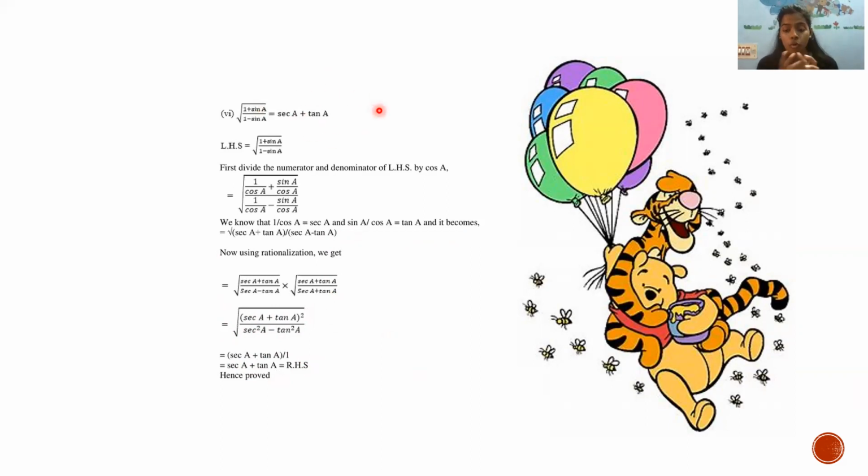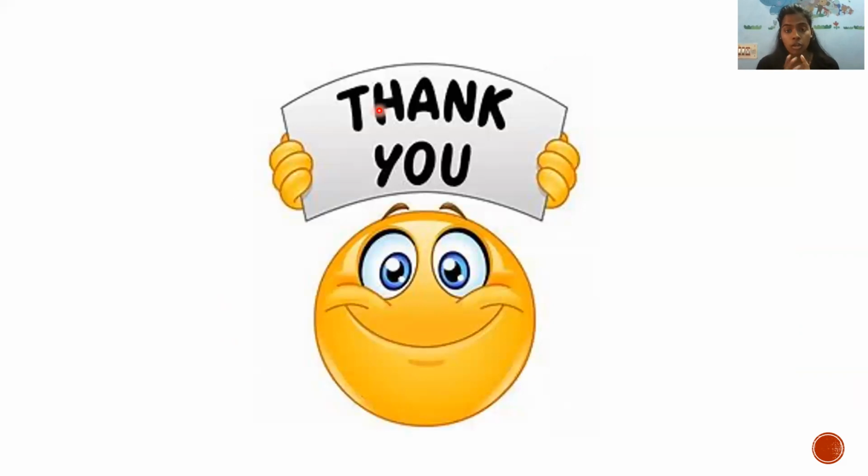Okay, so we learned about 4 things here. What are those 4 things? One is, what are the trigonometric ratios? Sin theta, cos theta, tan theta. Reciprocals are cosecant theta, secant theta, and cot theta. What are the basic angles? 0 degree, 30 degree, 45 degree, 60 degree, and 90 degree.